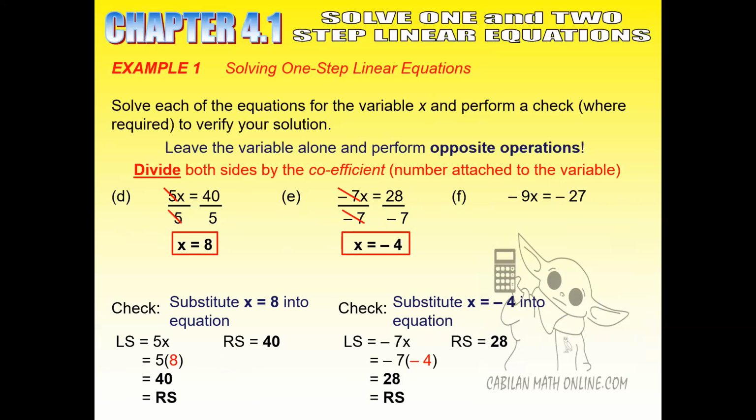All right, and last but not least, for part F, notice that the number that's attached to the x, the coefficient, is going to be negative 9. So we're going to divide both sides by negative 9. Okay, and then negative 27 divided by negative 9. Remember, two negatives, when they divide into each other, that'll give us a positive. So that'll be x is equal to 3.